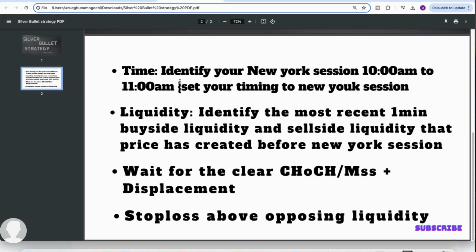Now, the time. Identify your New York session, 10 a.m. to 11 a.m. You can set your timing to the New York session. Okay, there's a mistake here. I will show you how to do this.